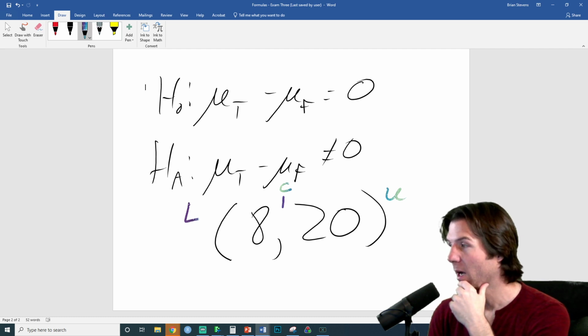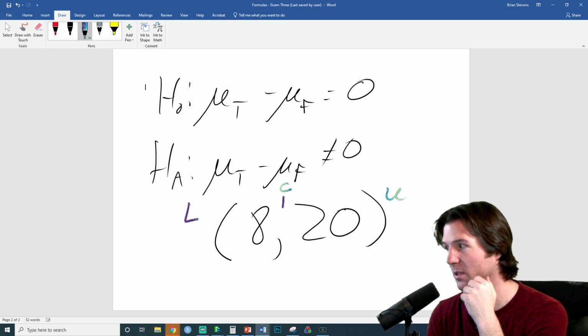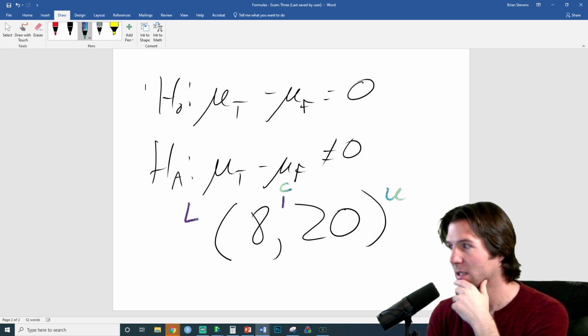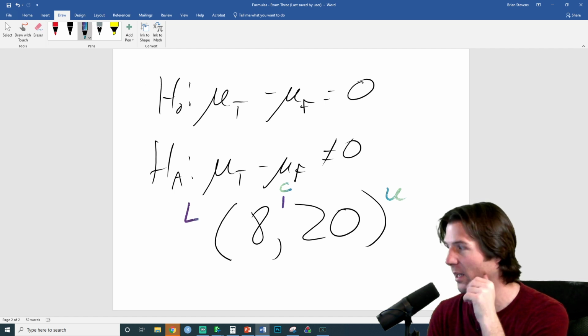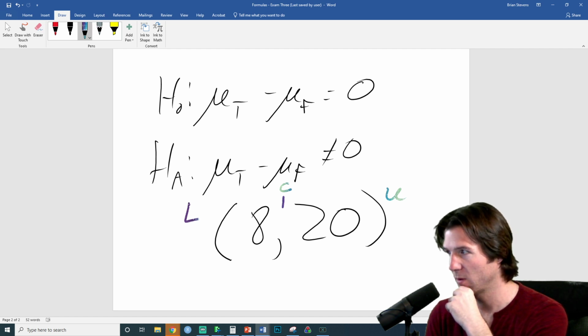How many points better? I'm going to interpret this interval for you. Here we go. I am 95% confident that Tennessee students did between 8 to 20 points better. Brian got it. 8 to 20 points better than Florida students. I am 95% confident that Tennessee students did between 8 to 20 points better than Florida students.